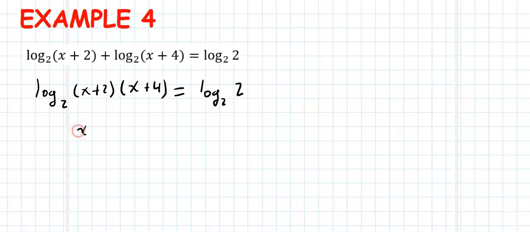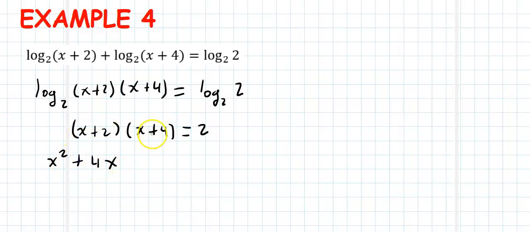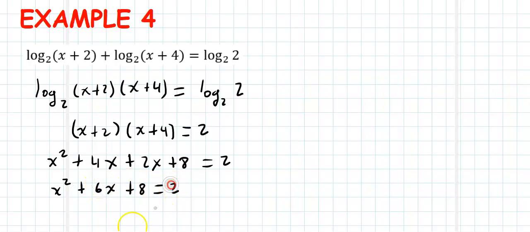So we can write x plus 2 by x plus 4 equal to 2. First, we need to do the distributive property. X times x is x to the second power. X times 4 is 4x. 2 times x is 2x. And 2 times 4 is 8. Equal to 2. Add the like terms: x to the second power plus 6 times x plus 8 equal to 2.